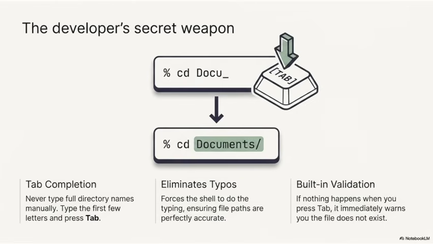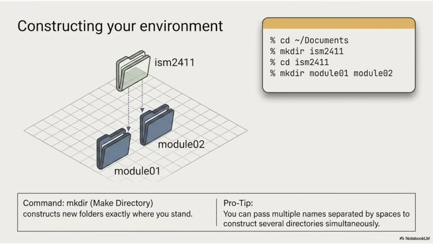Two benefits. It eliminates typos by forcing the shell to do the typing, ensuring the paths are perfectly accurate, and it provides built-in validation. If nothing happens when you press tab, the file doesn't exist at that location. That immediate feedback prevents you from spending 5 minutes debugging a path that was wrong from the start. Make tab completion a reflex. Never type full directory names manually. Type 3 or 4 characters, hit tab, and let the shell verify the complete path.